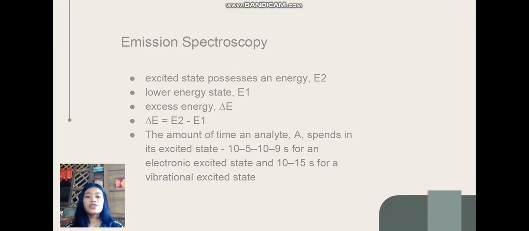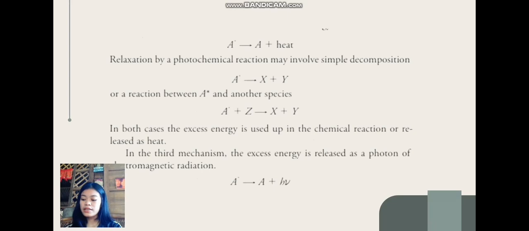In the relaxation process, the analyte's excited state relaxes through several mechanisms. By the way, the analyte's excited state is denoted by A with an asterisk on top. There are three mechanisms. First is collision with other species. Second is photochemical reaction. And third is emission of a photon.